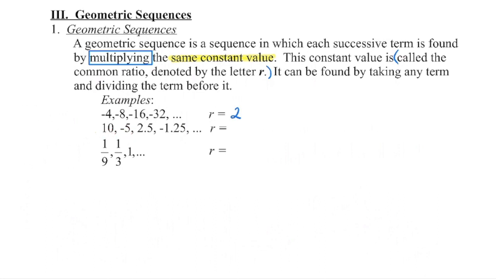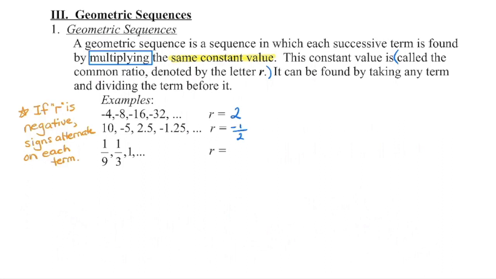So -5 divided by 10, -5/10, will reduce to -1/2. And you'll notice on this one, we have a positive term, a negative term, a positive term, a negative term. If the common ratio is negative, when we multiply a positive times a negative, we get a negative. Negative times a negative, we get a positive. So those signs are going to alternate as we move along the sequence.